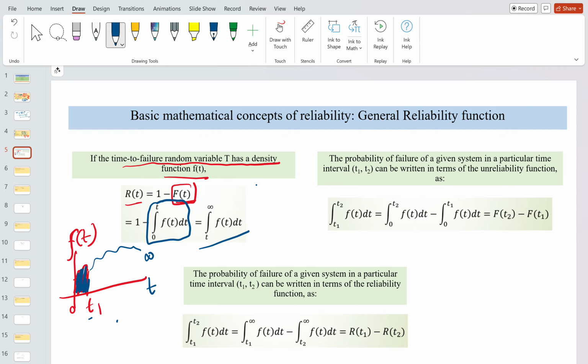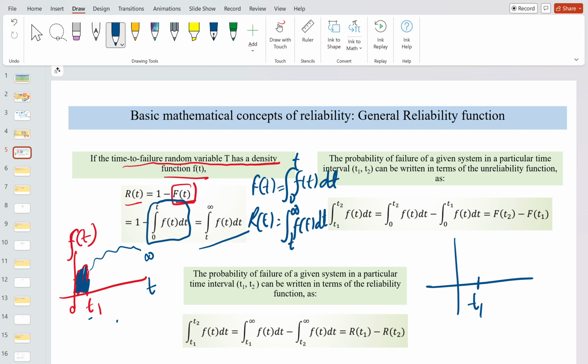So you can say that failure rate is basically the integral from 0 to t of f(t) dt, and the reliability R(t) is equal to the integral from t to infinity of f(t) dt. Okay, and if you wanted to find out the probability of failure in between two time stamps, suppose this is a time t1, this is a time t2, and some kind of failure function is there, the probability density function of the failure f(t).